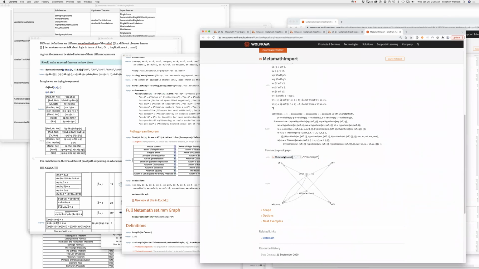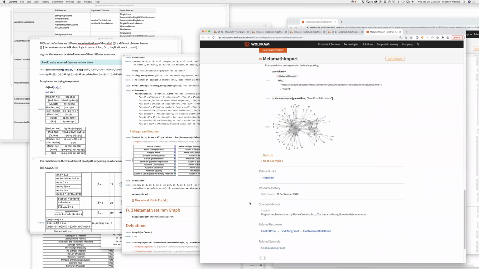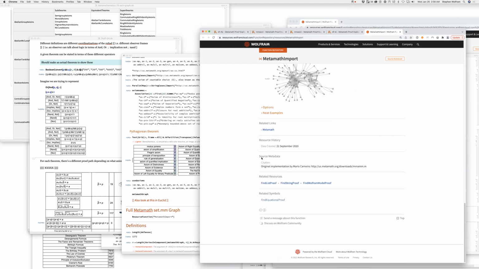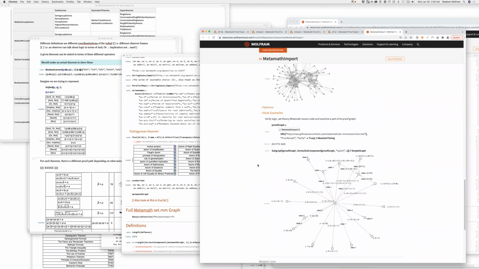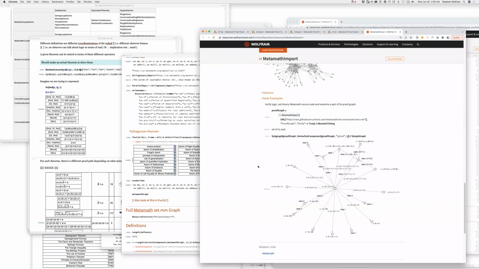Proof graph, okay. But so how do I... Check the neat examples. I set mm. You just need to change one letter, like this one. This took me 43 seconds. Well, it's with verification. I think it can be disabled. Okay.